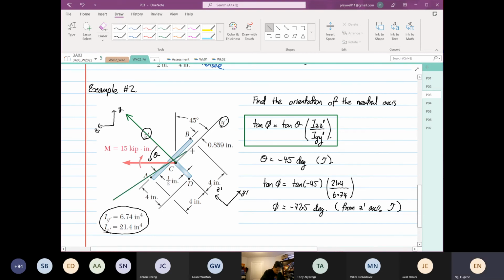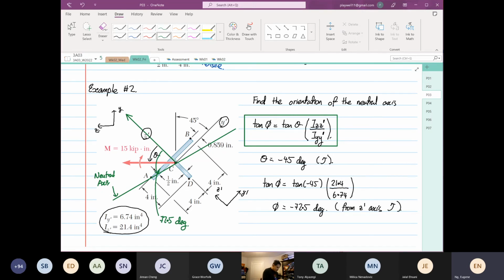Somewhere around here. Okay, so this is the orientation of your neutral axis. And the 72.5 is measured from here to here. So this is the 72.5 degrees. Be very clear about this. A lot of times students are confused.